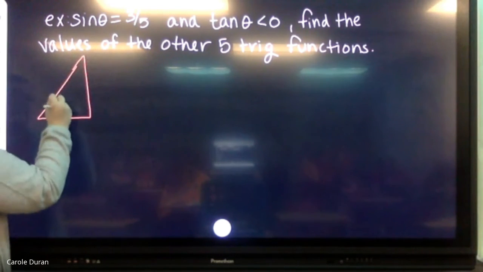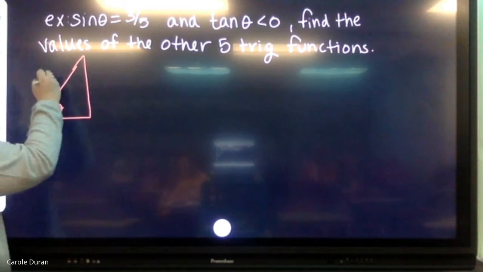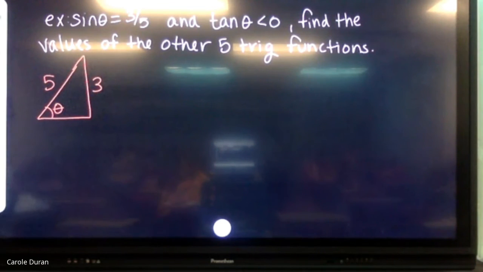We're going to assume that this bottom left angle is my theta. If that bottom left angle is my theta, do I know anything at all about the sides of my triangle? Yes, what do I know about them? Okay. Perfect. I know that my hypotenuse is 5 and my opposite is 3, which means I'm only missing one side. And how do I find it?